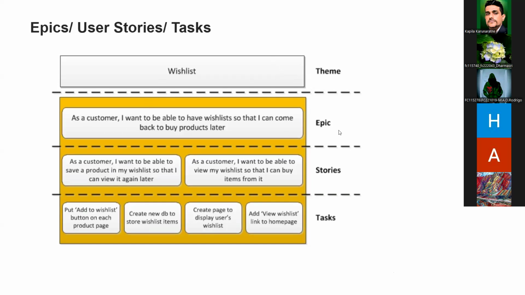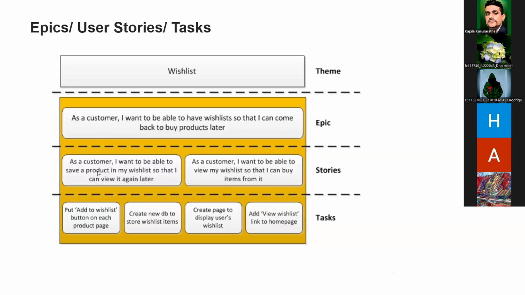The requirement in the epic will be written like this: as a customer, I want to be able to have a wish list so that I can come back and buy products later. This is how we develop a requirement in an epic, as a customer or as an employee or maybe a different stakeholder, I need to do this. That's how the requirement is written in agile, especially in Scrum. So we call this an epic. It is a higher-level requirement: as a customer, I want to have a wish list so that I can come back and buy products because I'm going to save them and pay later.